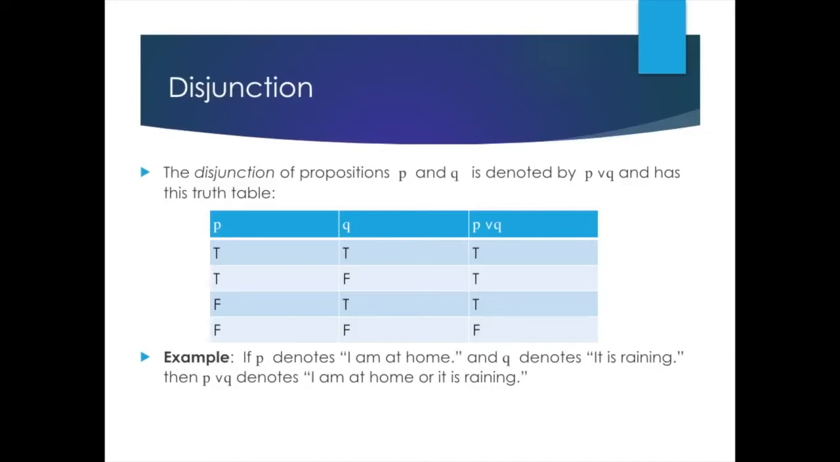So true or true is always true. True or false is always true. False or true is always true. False or false is always false. Example, if P is I am at home and Q, now declaring a variable for the statement, is it is raining, I could say P or Q which denotes I am at home or it is raining. It's meaningless, but this is how we combine them using the disjunction.